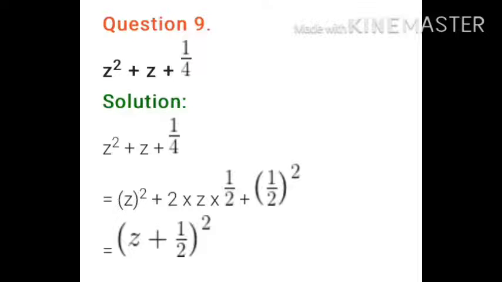Now the question number 9, z square plus z plus 1 upon 4. So there are two squaring numbers, one is z square and second is 1 upon 4. We have to write like this, which is equal to z square plus 2 times z times 1 upon 2 plus 1 upon 2 whole square equal to z plus 1 upon 2 whole square, and we have to write twice z plus 1 upon 2, z plus 1 upon 2.